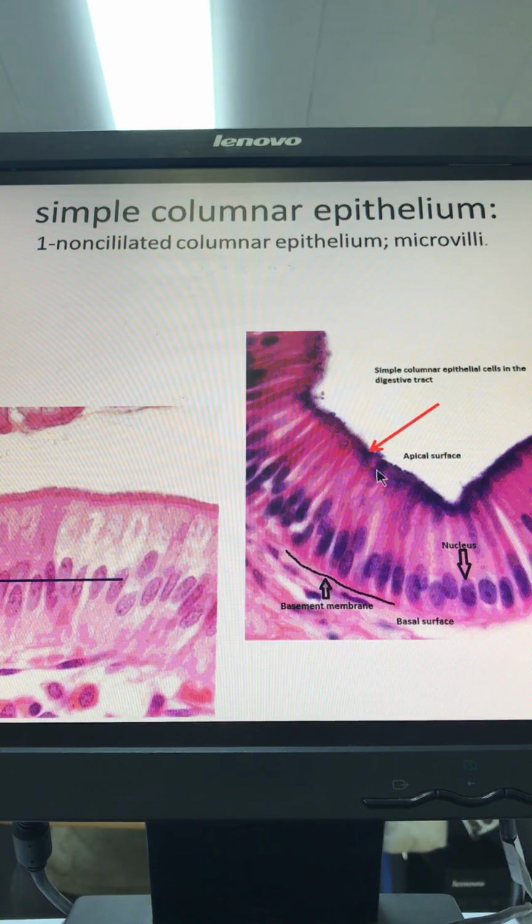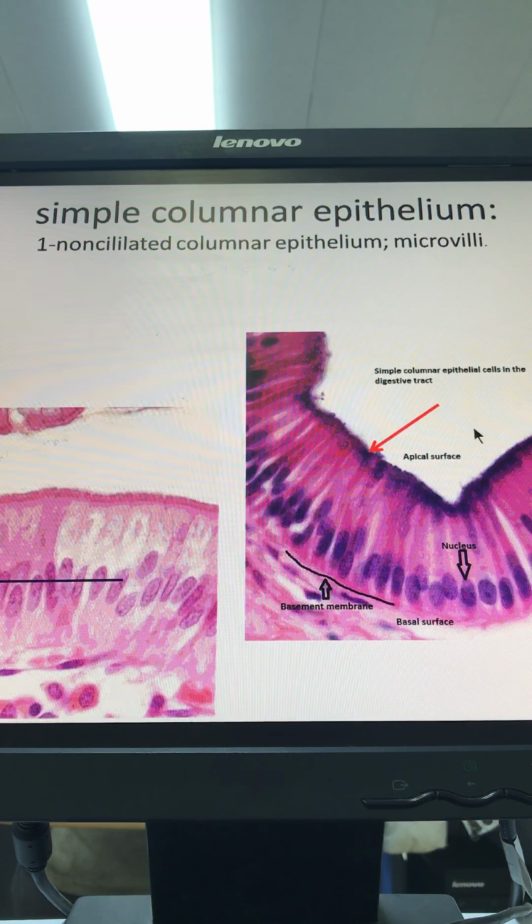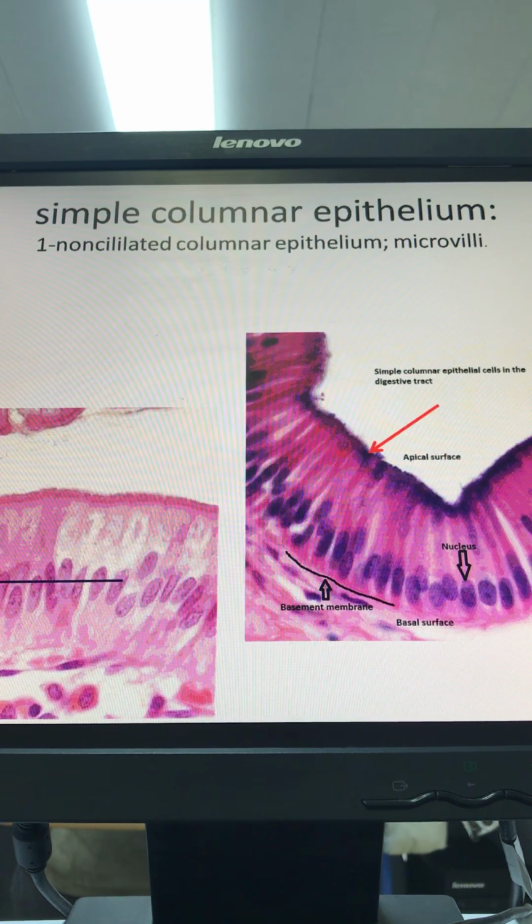Now, look here, please. Here, the basement membrane, the basal surface. Here, the apical surface towards the space. Okay, I can see here a single layer, oval nuclei, elongated cells. Okay, this is simple columnar epithelium.